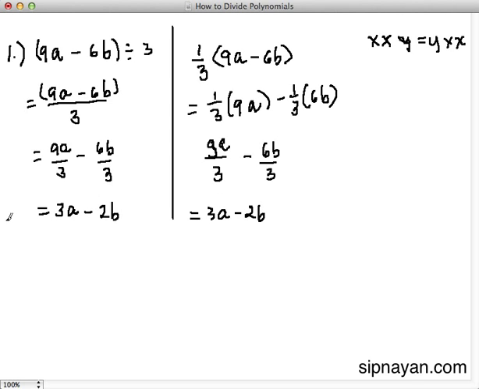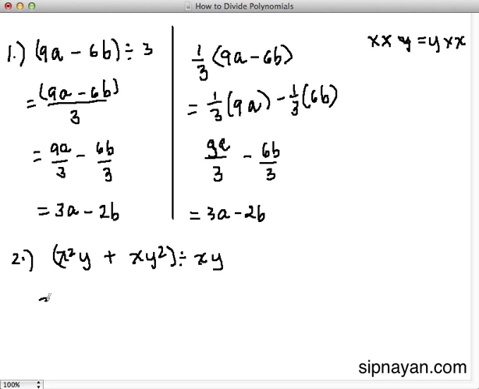So, sa second example, let's look at what is x squared y plus xy squared divided by xy. Hindi na tayo magaganito, kasi alam naman natin na we have to divide both terms by xy.